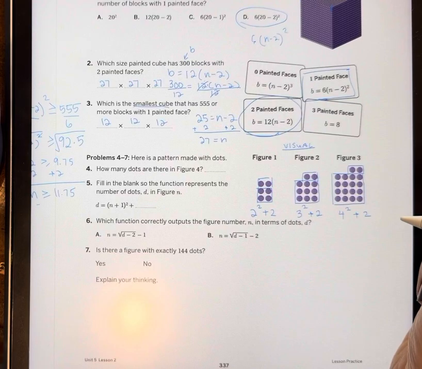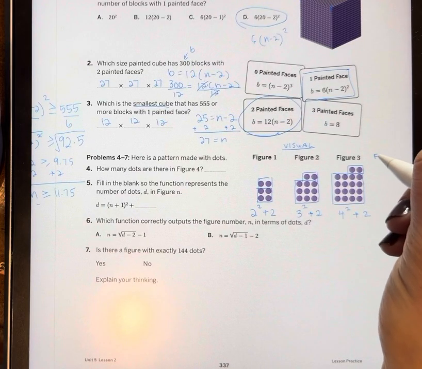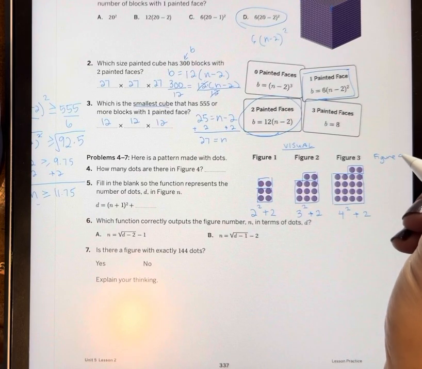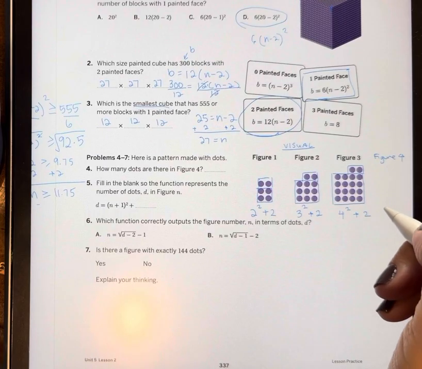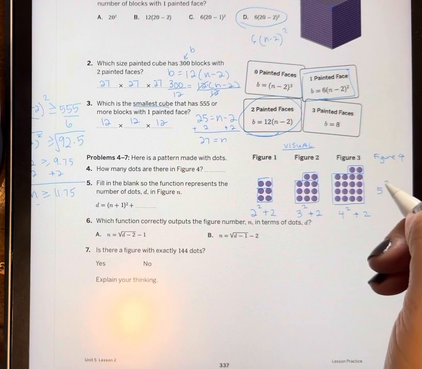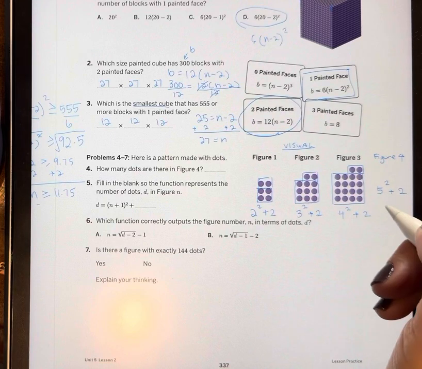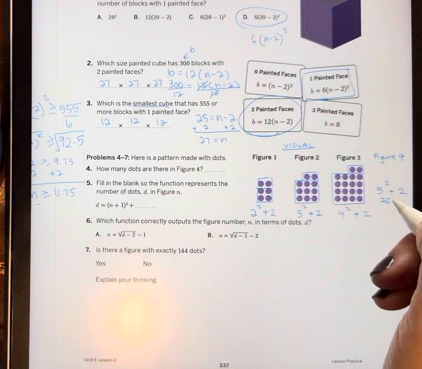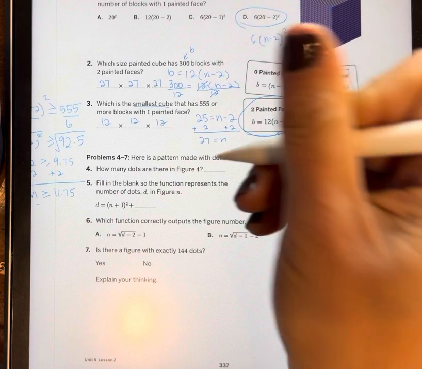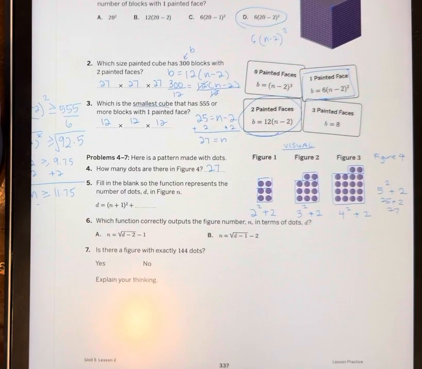And now, if I want to know what's in figure number 4, well, I can imagine that it's a 5 by 5 square plus 2 on top. So that's 25 plus 2, which is 27 for figure number 4. And now let's keep it going.